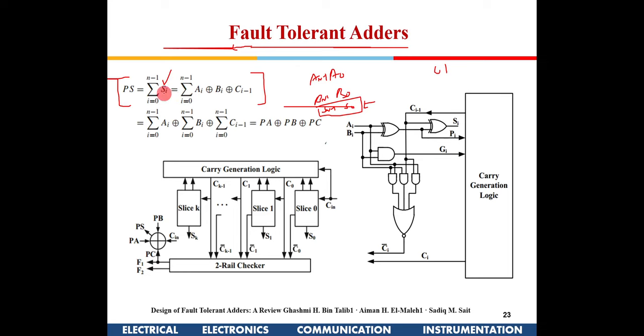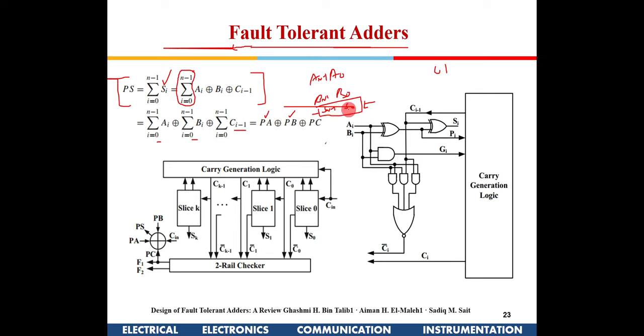Now, what is sum actually? It is Ai XOR Bi XOR Ci, that is one sum, right? And then you are taking addition of all those things. Now, if I take the parity of each of PA, PB, PC, right? All the A bits parity and all the B bits parity and the carry bits separately, for i equal to 0 and then I do an XOR at the input. This is at the sum, right?